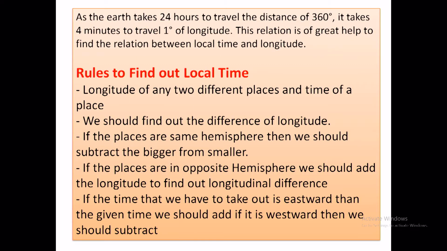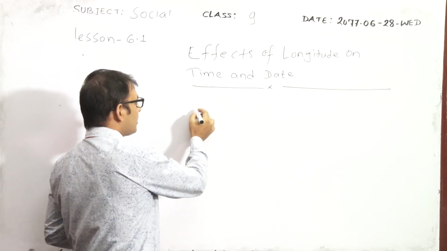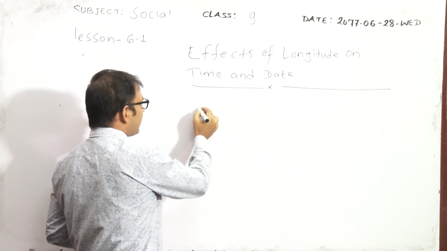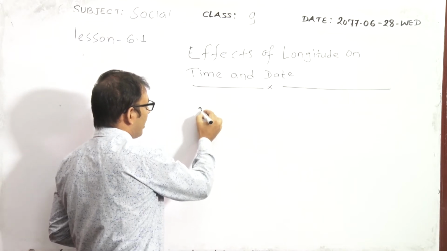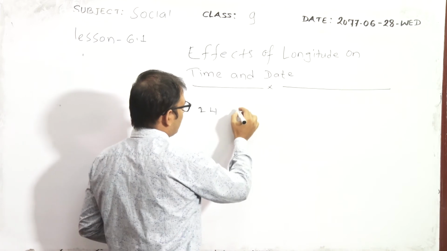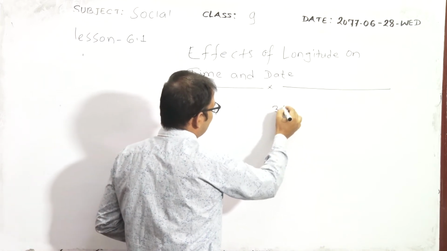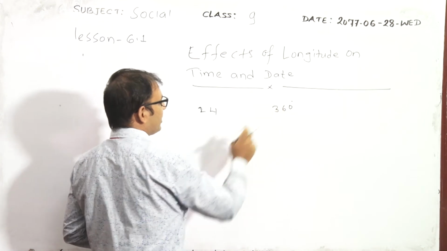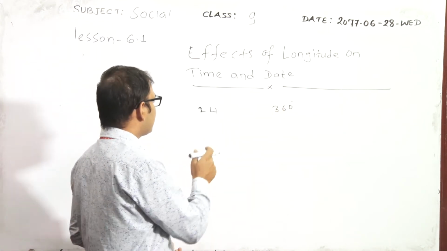So, the earth takes 24 hours to travel the distance of 360 degrees. So, it takes 4 minutes to travel 1 degree of longitude. You can see here on the board. So, to complete 360 degrees it takes 24 hours.